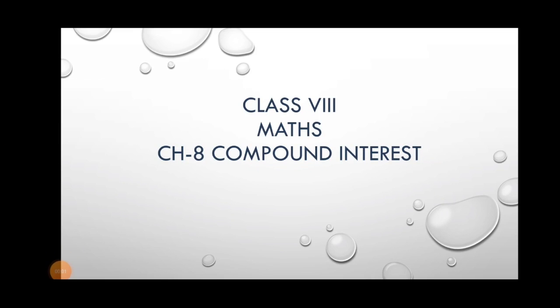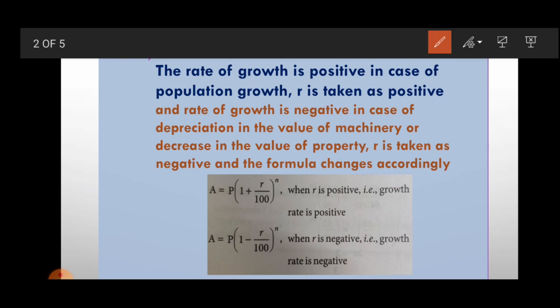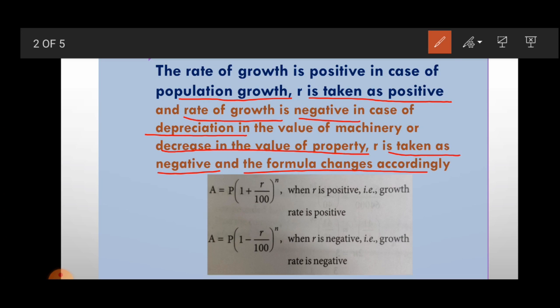Class 8 Maths Chapter 8 Compound Interest. The concept of compound interest is also applicable to the problems on the rate of growth. The rate of growth is positive in case of population growth and R is taken as positive, and the rate of growth is negative in case of depreciation in the value of machinery or decrease in the value of property. R is taken as negative and the formula changes accordingly.